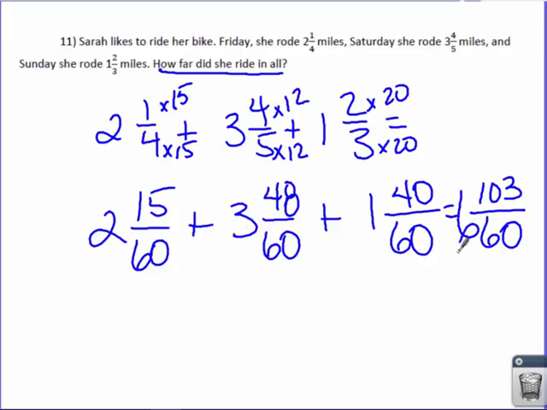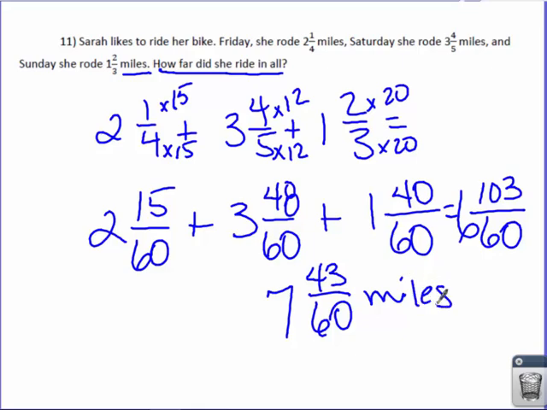And now I simplify this. Well, how many times does 60 go into 103? 1 time. So we put that 1 into the 6, and we get 7. I take out 60 out of this 103, and I'm left with 43 over 60. And we look at our label, and it's miles. So 7 and 43/60 miles is the total amount that she rode.